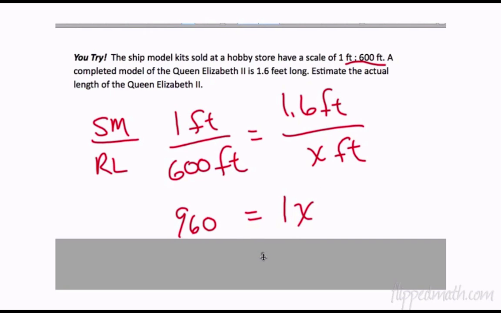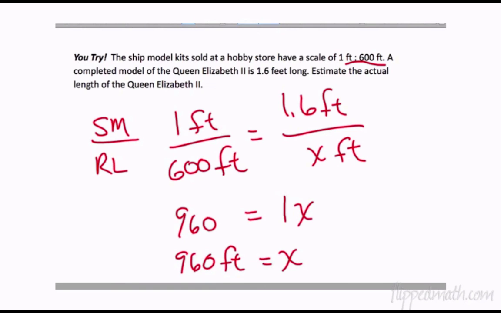So you get x equals 960, but what did you forget? The units. Oh, Mr. Kelly got you there. Did you put the units down? 960 feet. Because it says estimate the actual length of the Queen Elizabeth II. Hey, that's it for this one. That one's pretty simple. Go ahead, do the problems.